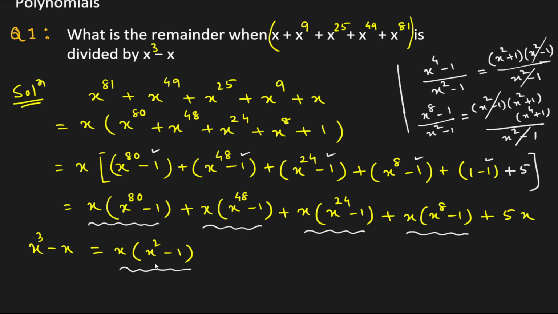So these terms will each divide. What about the last term? This term we cannot divide because there is no factor like x square minus 1. So this 5x is the extra term that we cannot divide. What we have to find is the remainder. Therefore, the remainder is 5x, because this is not divisible by this particular factor. So this is the remainder.